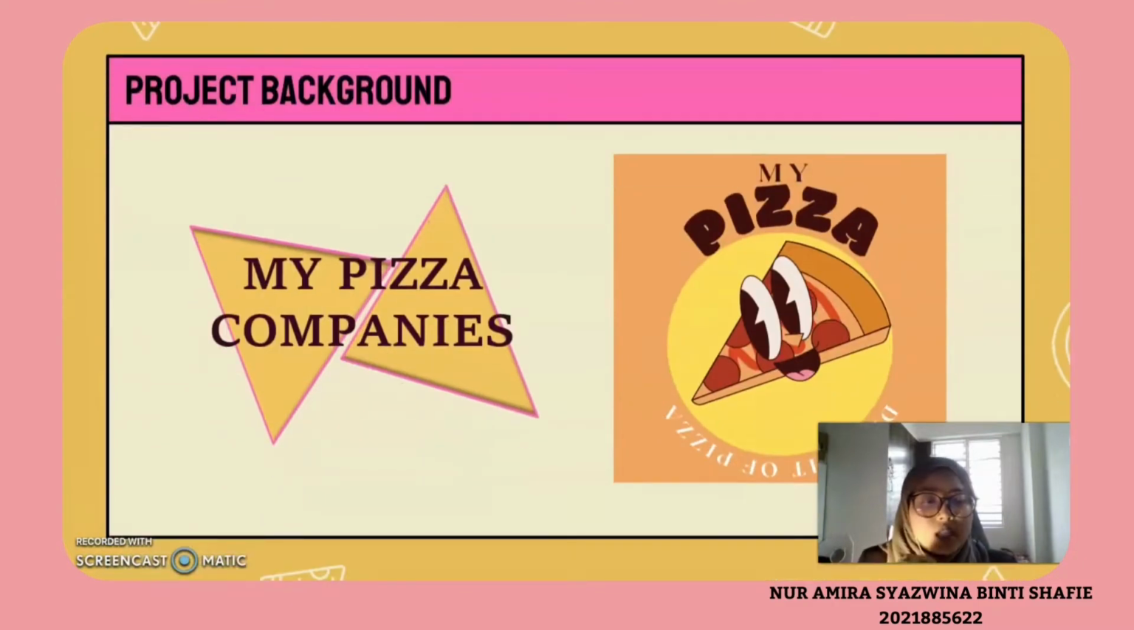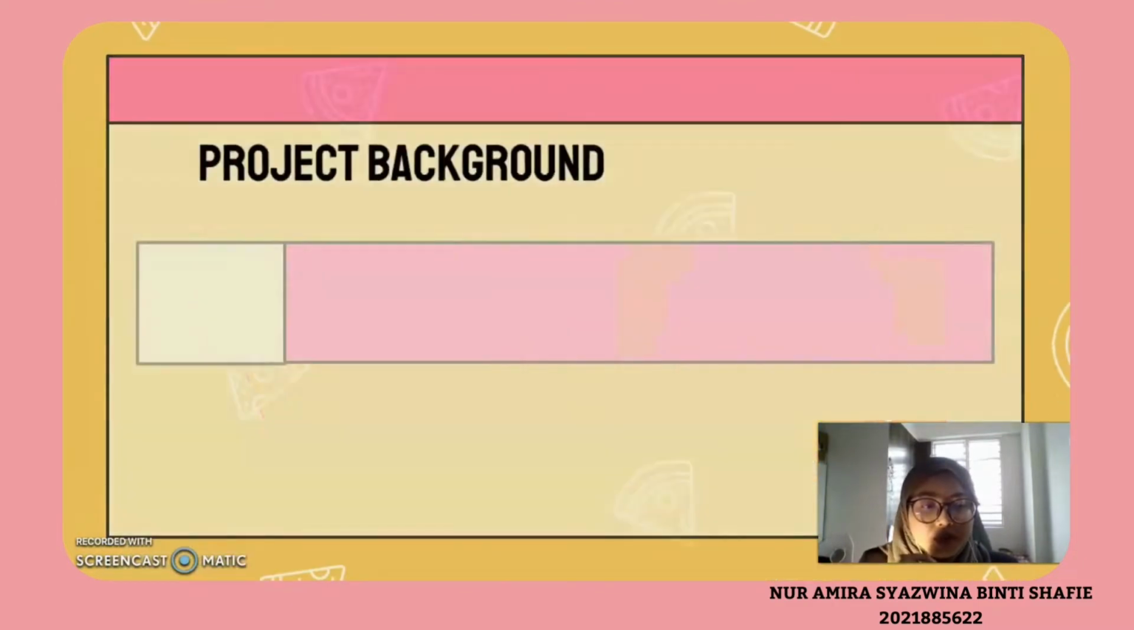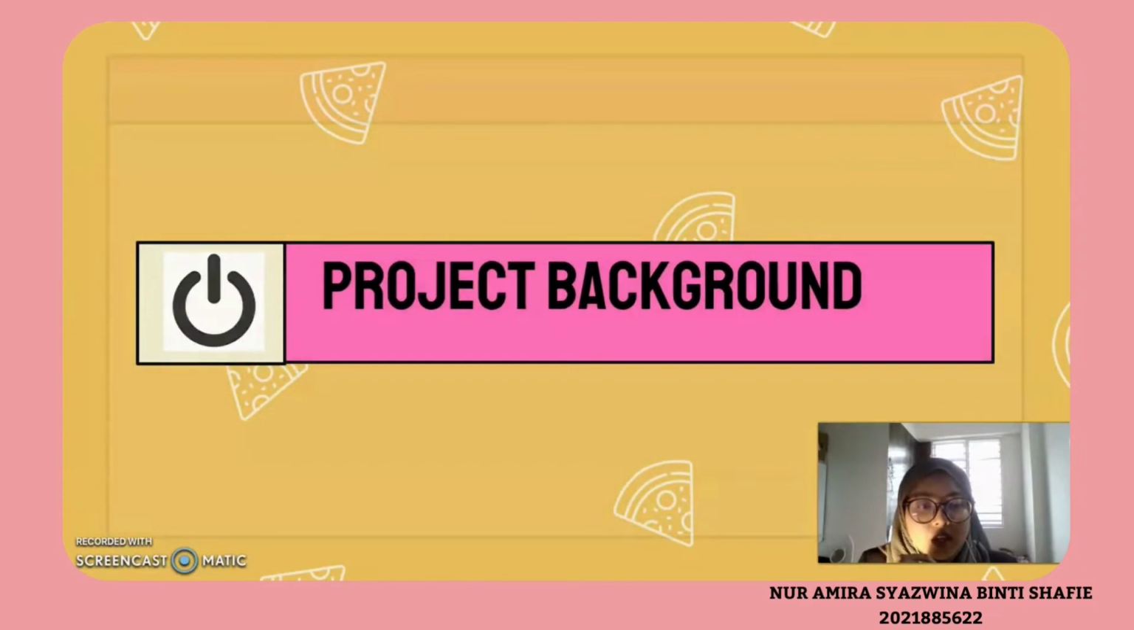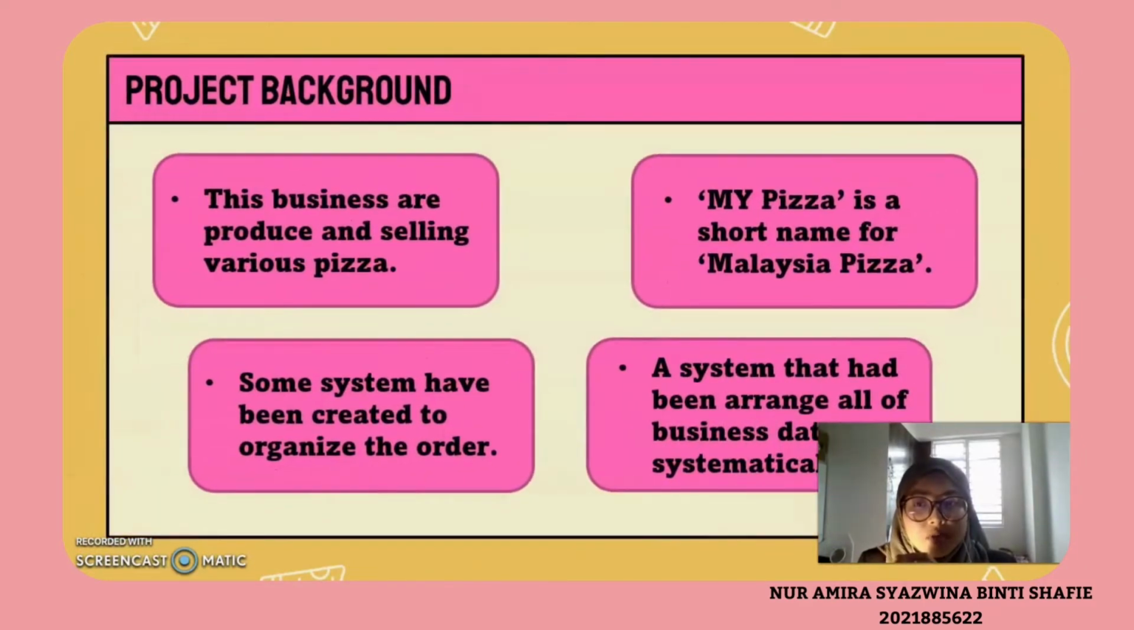After that, I will explain about the project background. First, this business produces and sells various pizza. Second, MY Pizza is a short name for Malaysia Pizza. Third, a system has been created to organize the orders. And last, a system that arranges all of the business data systematically.